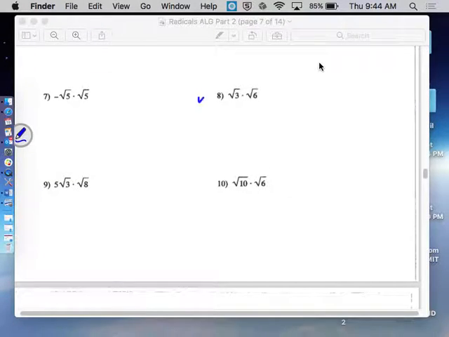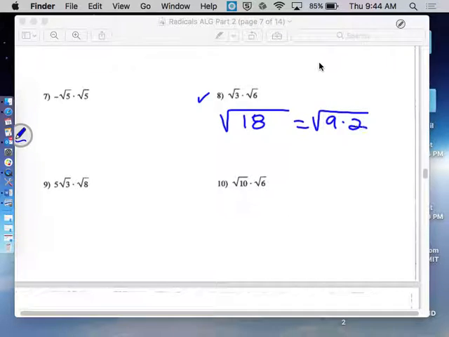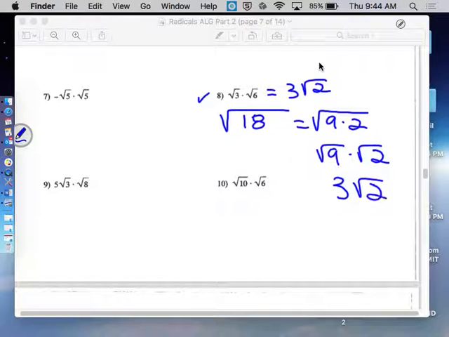Let's look at number 8. So here I'm going to have 3 times 6 under the same radical. Largest perfect square factor is going to be 9. So the simplified radical answer for this product would be 3 radical 2. 9 is the perfect square, radical 2 is not. The square root of 9 is 3, so I would write the 3 without the radical, but radical 2 remains underneath. And then 10 times 6, so that's going to give me 60.